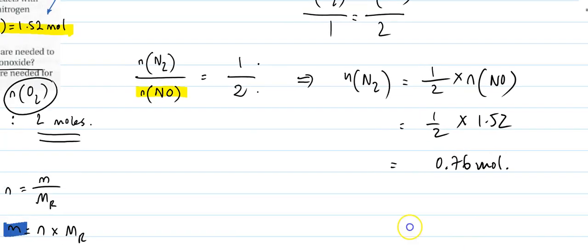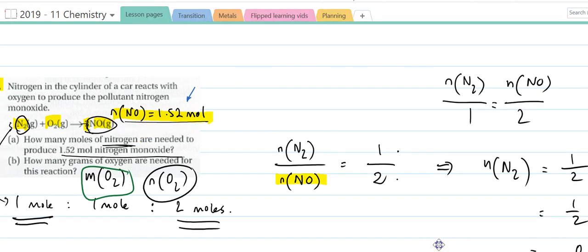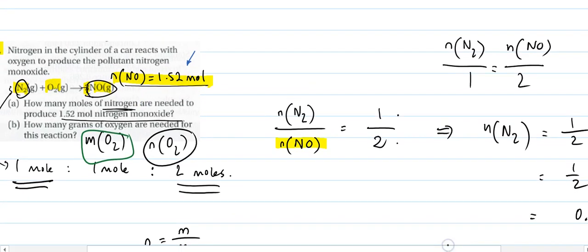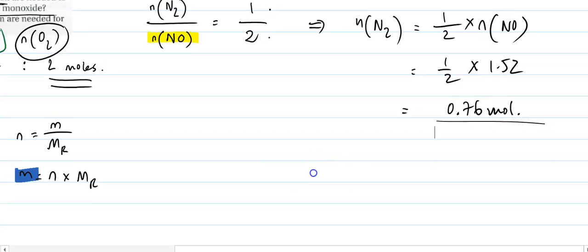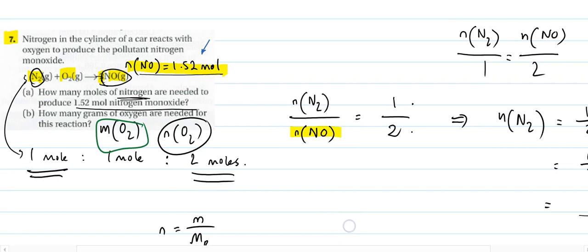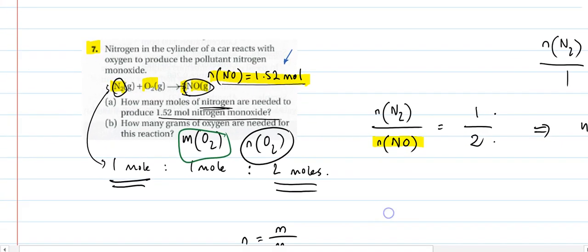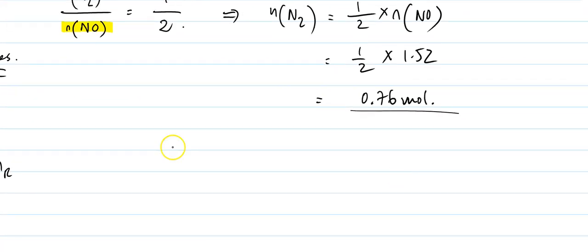So we can either work from the number of moles of nitrogen monoxide that we want to produce, or we can work from the number of moles of nitrogen that we need. And I would just go from the nitrogen, because the ratio of the oxygen that is required to the nitrogen that's required is 1 to 1. So if you see here, 1 mole of nitrogen reacts with 1 mole of oxygen. So they react in equal molar ratios.